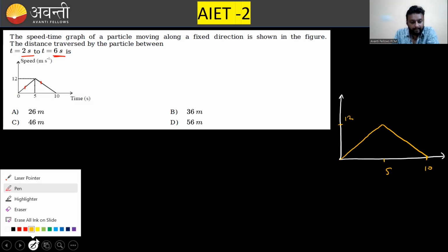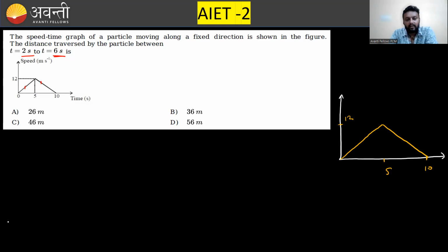So if I say, what is going to be the procedure? Let's suppose this is t equals to 2. I'm assuming that this is t equals to 2 second and this is t equals to 6 second. Clear? So can you see that this is a straight line?